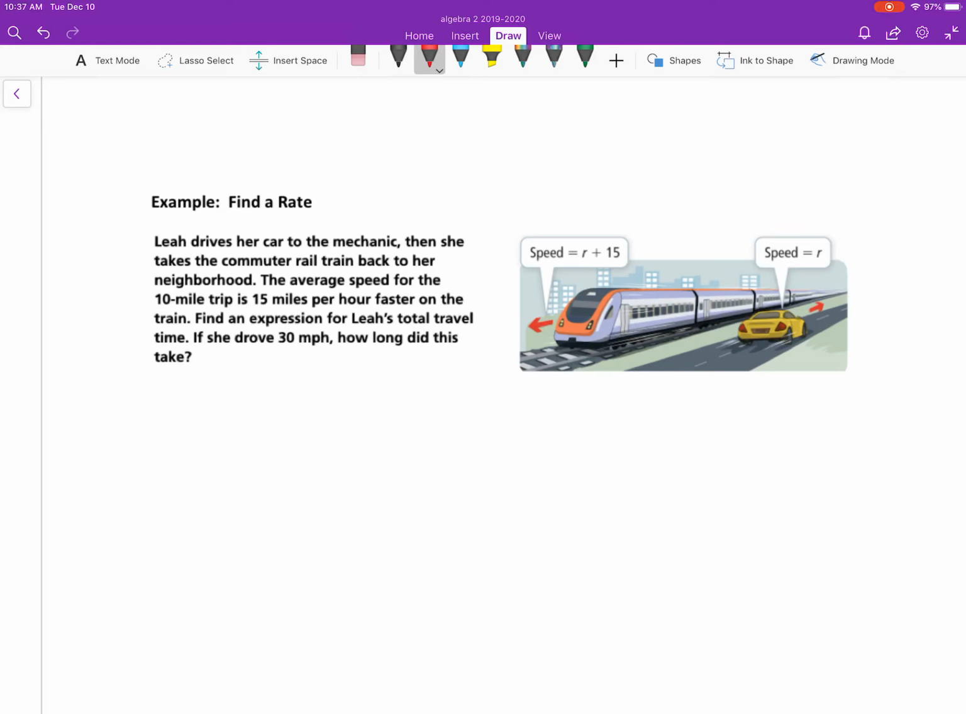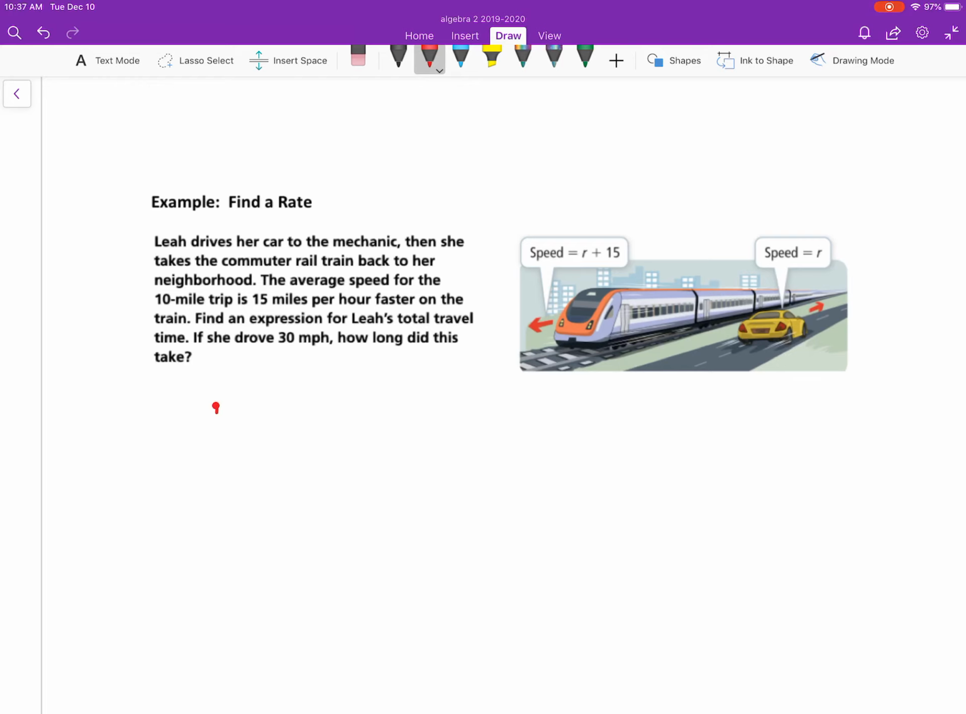The next thing we have is find a rate. So Leah drives her car to the mechanic, then she takes a commuter rail train back to her neighborhood. The average speed for the 10-mile trip is 15 miles per hour faster on the train. Find an expression for Leah's total travel time. If she drove 30 miles per hour, how long did this take?